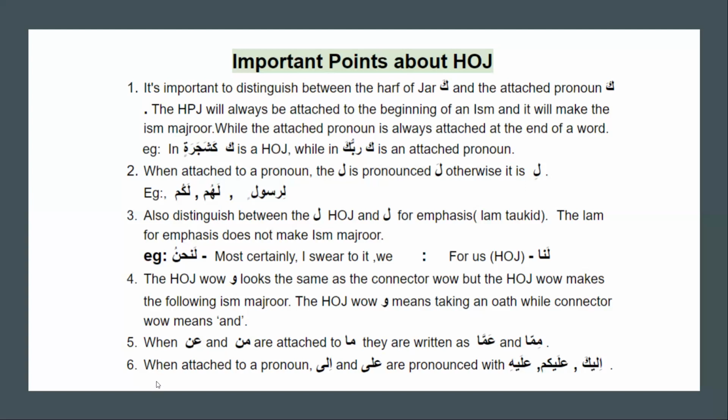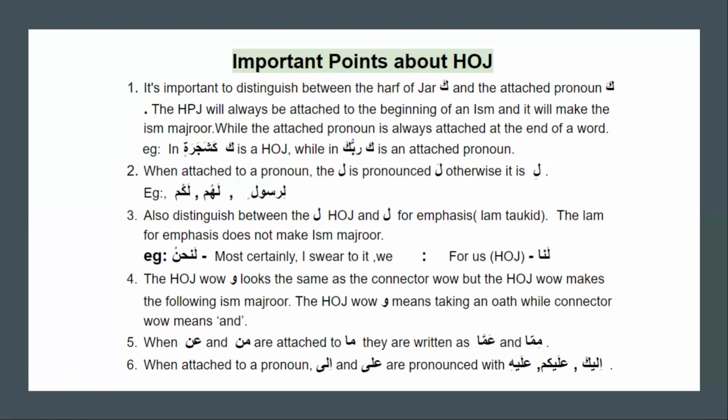And then the sixth point is about ala and ila when they are attached to a pronoun: alaikum, alaihim, alaika. When they are attached to a pronoun, they are pronounced with ya, like ilaika, alaikum, alaihi. Otherwise, this ya is not pronounced. If they are single, like ila, ala, this ya is not pronounced. But when attached to a pronoun, they are pronounced with ya, like ilaika, alaikum, alaihi.